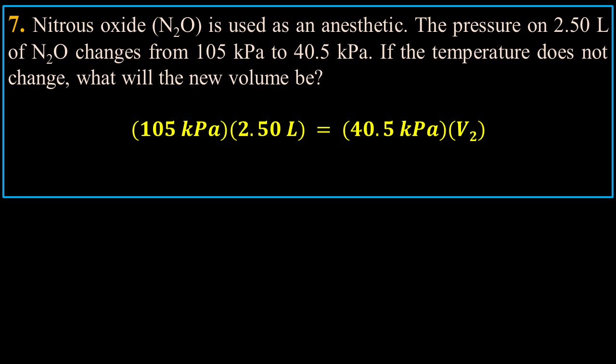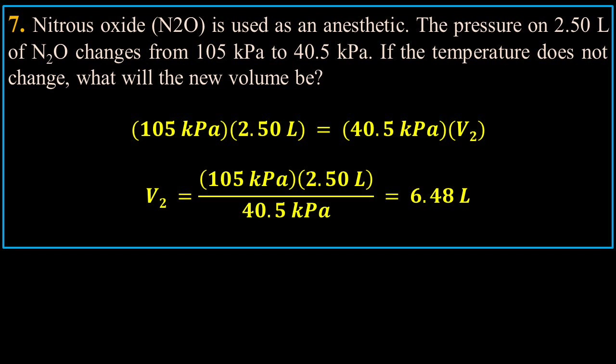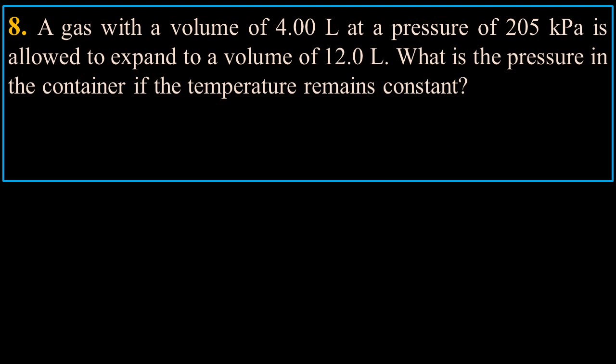Here we have the values plugged in: P1, V1, and P2. Now we're going to gather the terms, divide the left by 40.5, and use symmetry to switch it, reading left to right. The answer is 6.48 liters, and that makes sense. Reduce the pressure, increase the volume.